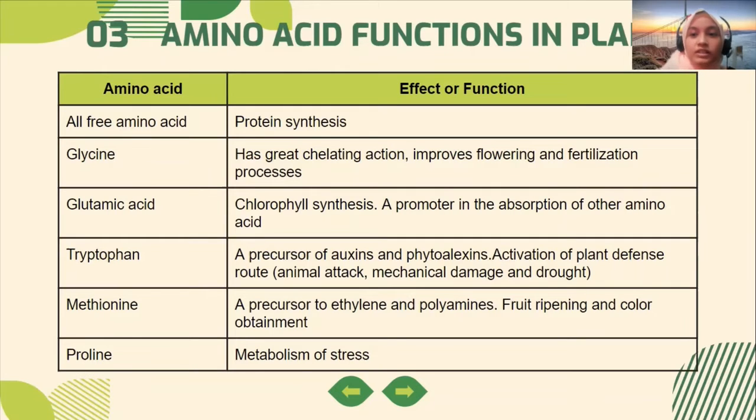Glutamic acid is used in chlorophyll synthesis and is a promoter in the absorption of other amino acids. Tryptophan is a precursor of auxins and phytoalexin, as well as the activation of plant defense routes, for example against animal attack, mechanical damage, and drought. Methionine is used as a precursor to ethylene and polyamines, and also used in fruit ripening and color obtainment in plants. Plus, we have proline. Proline is used in the metabolism of stress.